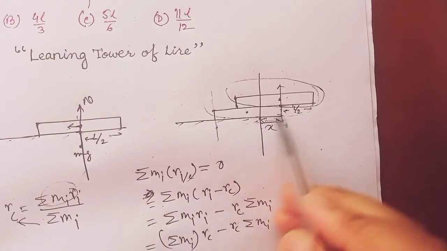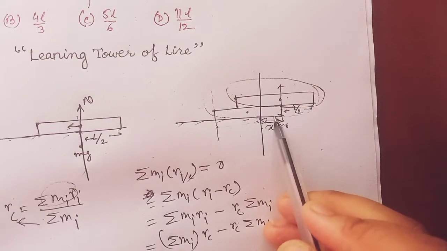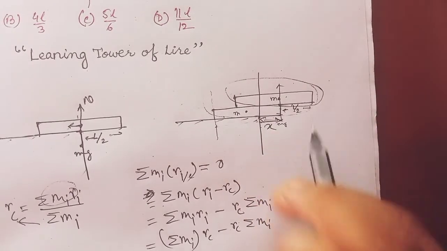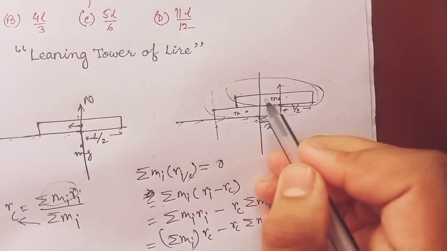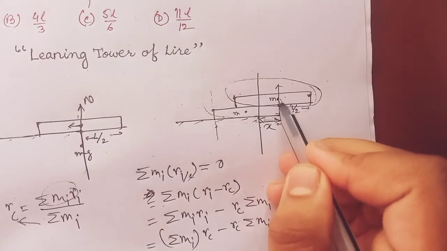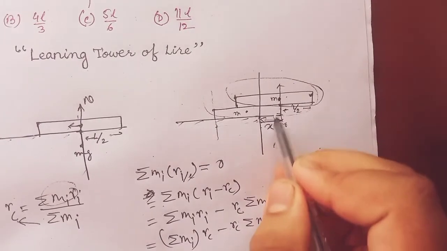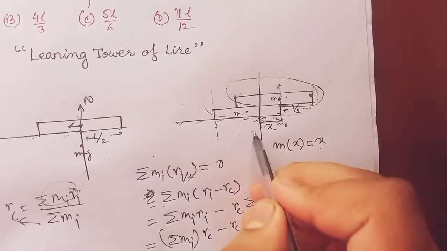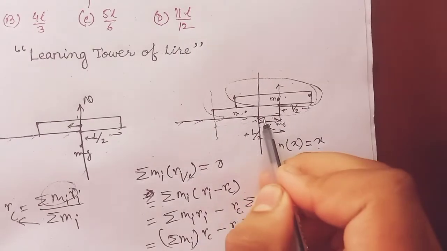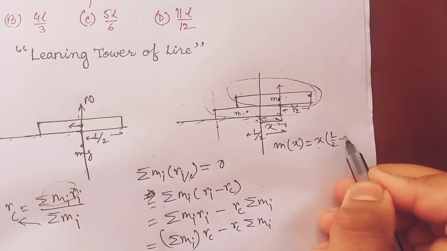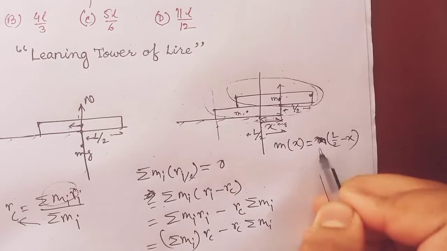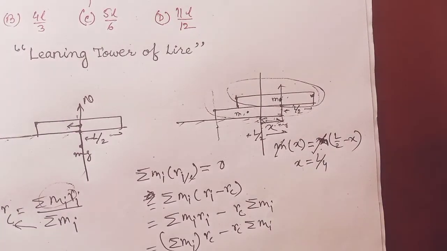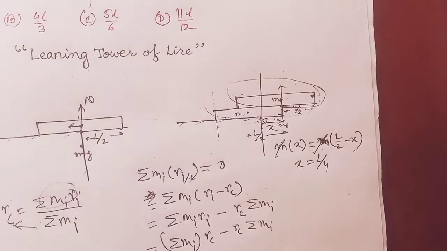So the center of mass of these two systems must lie at a distance x. If I consider this block as mass m, both will be of mass m, and I know that the center of mass of this block lies at this distance. So I can write m into x, and that must be equal to this block's center of mass. This whole distance is L by 2 and this is at a distance x, so it will be m into L by 2 minus x. If I cancel out the m, I will get that x is equal to L by 4. So this distance is coming out as L by 4 for the two block system.